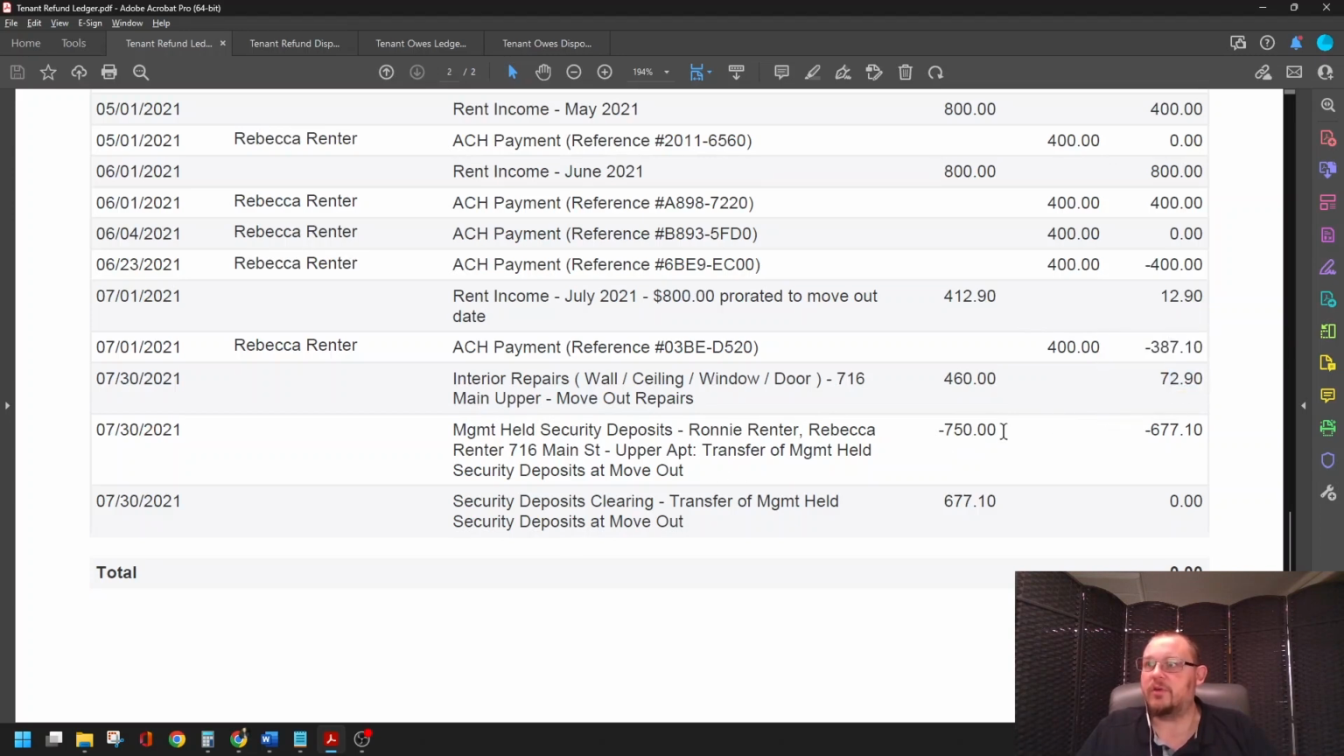And then on this line, you can see that this is their $750 security deposit being applied to the situation, which gives them a credit of $677.10. And then finally, you can see this is the check getting cut back out to them at the end of the tenancy for the $677.10.